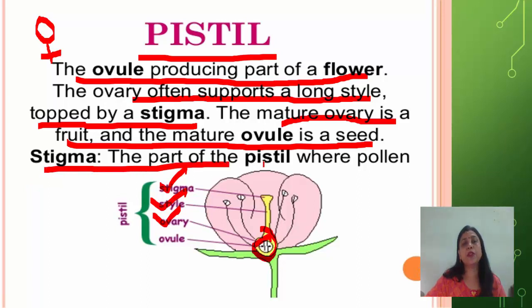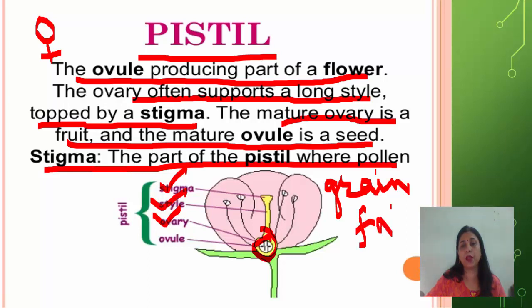Stigma is the part of the pistil where the pollen grain falls. Okay, that was missed by me. On the stigma, the pollen grain lands, and here the pollen tube is formed and it reaches the ovule and fertilization takes place. We are going to study that in the later slides.